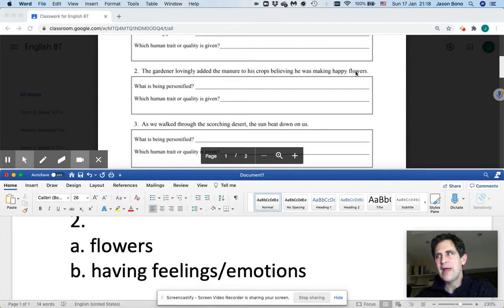Can plants actually be happy? Well, you may think so. I don't think we know about their emotions. Certainly, they're not happy in the same way that people are happy. Maybe they're thriving, they're growing fast because they're well taken care of, but they're not happy in the same way that we are, as far as we know. So that's personification.